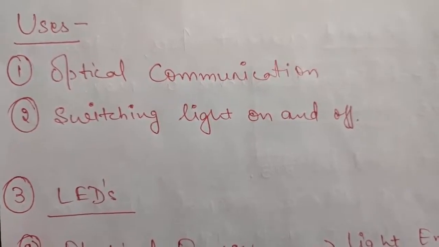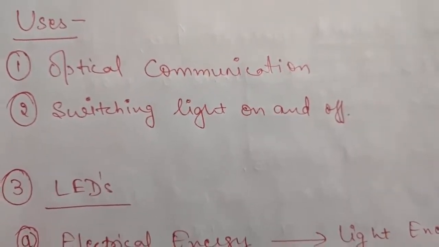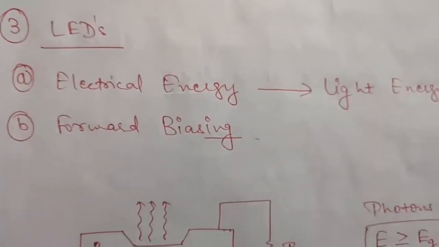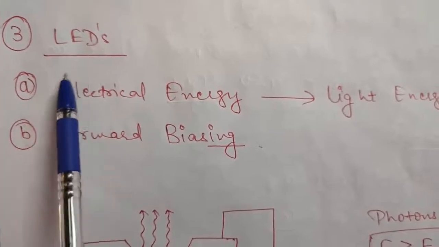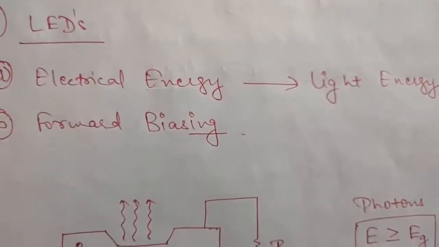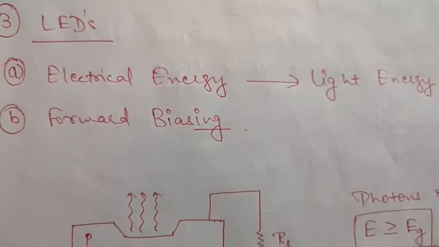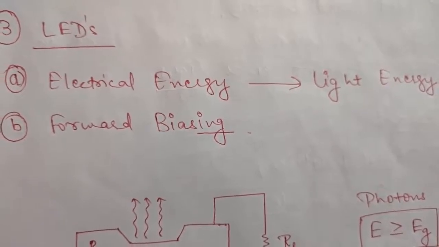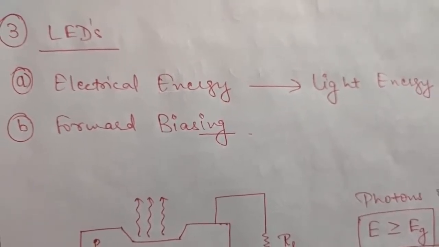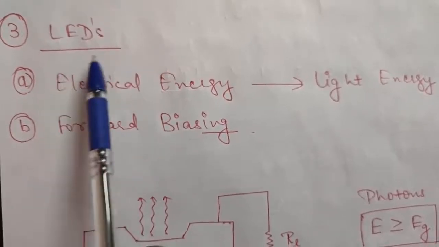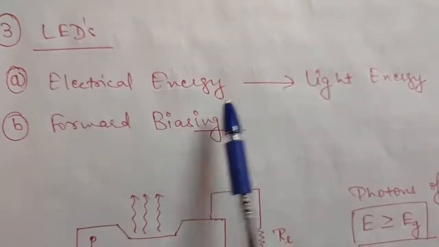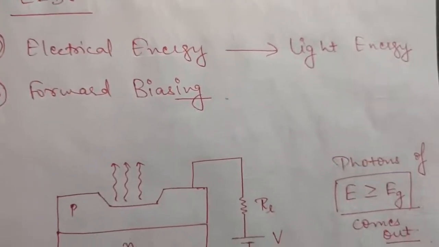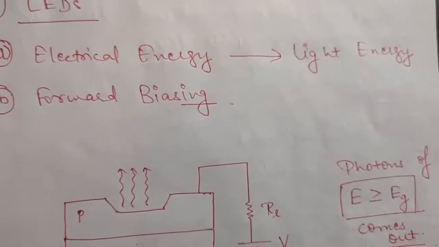Now let us discuss the third special p-n junction type, that is LEDs. It is again clear by its name, light emitting diodes. That means these diodes will be emitting light. In photodiodes, light was falling and current was generated. But in this, current will be given and that will be converted to light energy. So LEDs convert electrical energy to light energy, and LEDs are always operated in forward biasing condition.